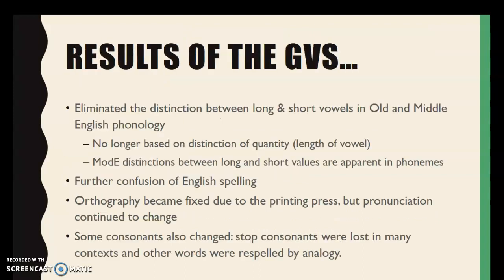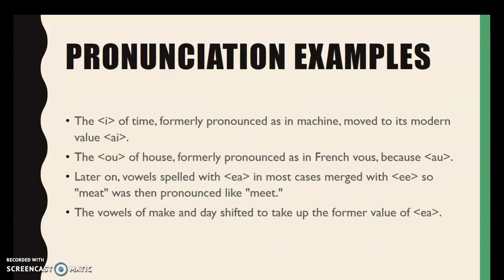So what were some of the changes? First, it eliminated the distinction between long and short vowels. The difference between long and short vowels at this time was actually not based on pronunciation like in modern English. Long vowels were long because they were pronounced longer than short vowels, and it also confused English spelling a bit. In other words, spelling started to become fixed due to the printing press, but many people would still write phonetically because they didn't know how to spell every word. As a result, we have a lot of different spellings recorded at this time for the same words. Here are some examples of how pronunciation shifted.